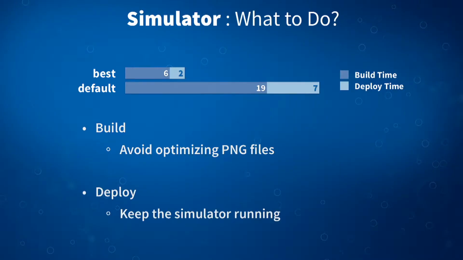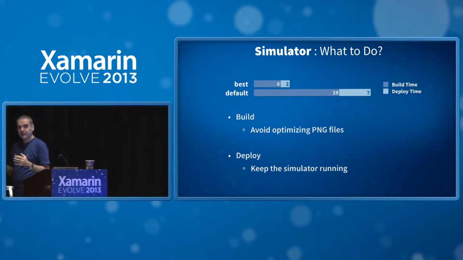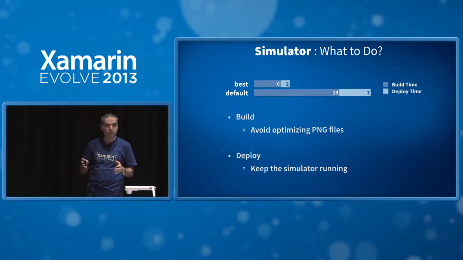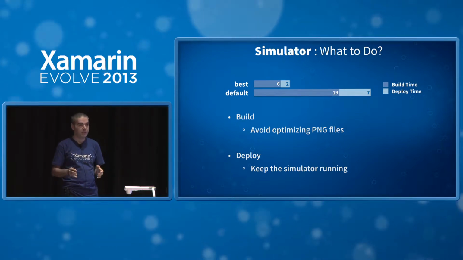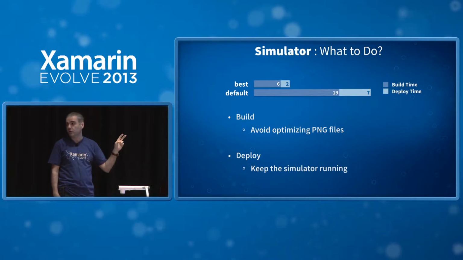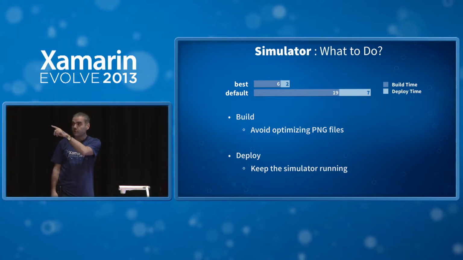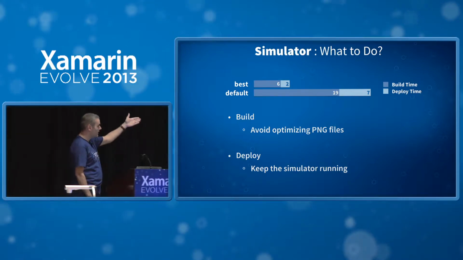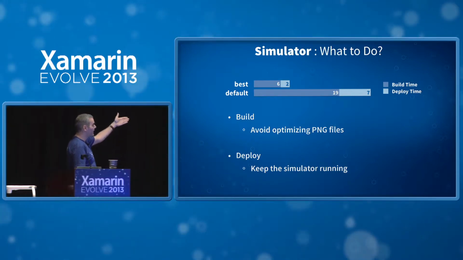For deployment, there's one thing you should always do. Keep your simulator running. The simulator itself takes a long time. We're talking about 5 seconds at the minimum to start itself. You only need 2 seconds to start the field service application. That's the difference between the 7 and the 2 seconds. So this is how you get from the default to the best.